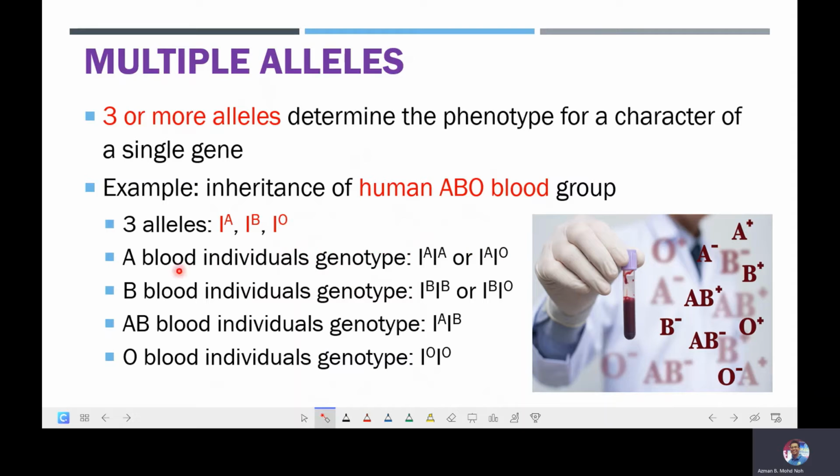And so individuals having the A blood type will have the genotype IAIA or IAIO. Meanwhile, individuals having the B blood type will have the genotype IBIB or IBIO. Individuals having the AB blood type will have the genotype IAIB, and finally, individuals with the O blood type will have the genotype IOIO.